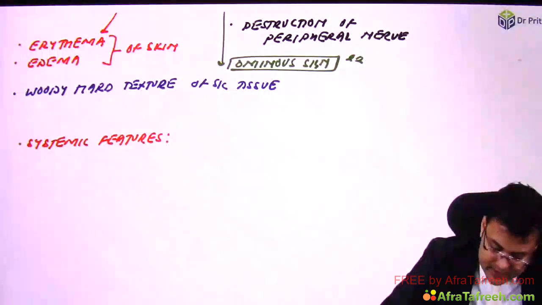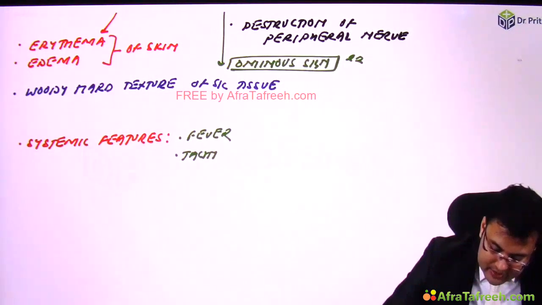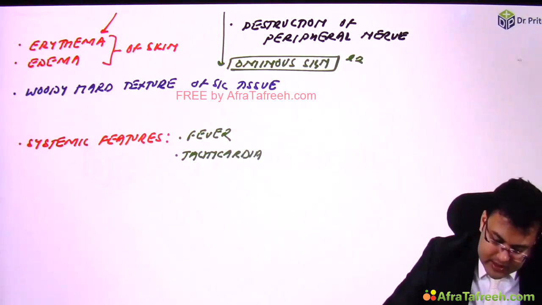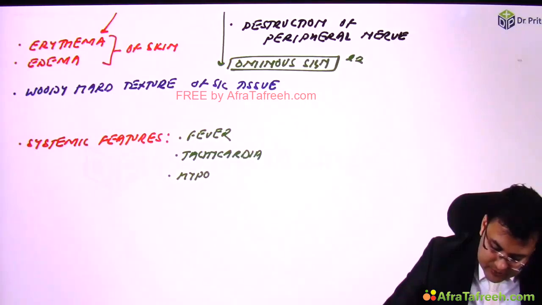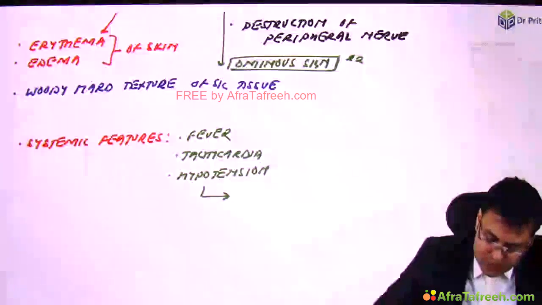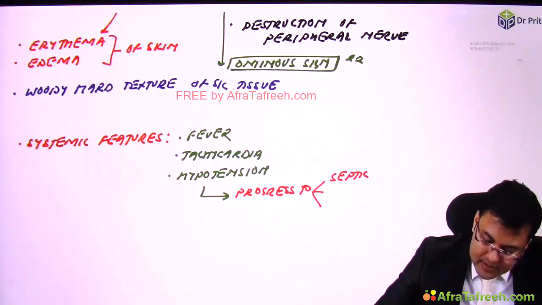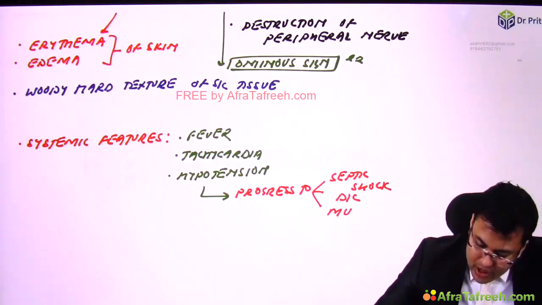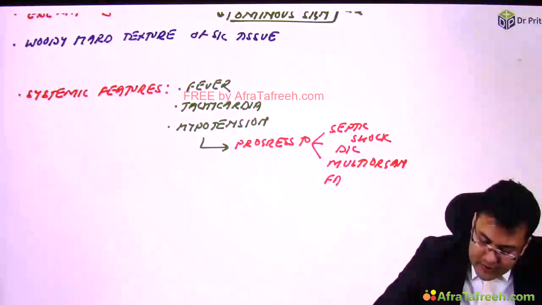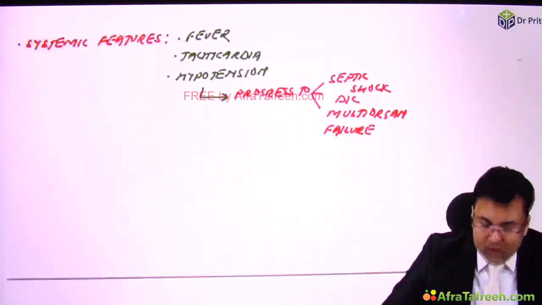Systemic features, there is fever, there is tachycardia, there is hypotension, and this can progress to what? Septic shock. It can lead to DIC, and it can lead to multi-organ failure. Now, how we are going to manage?